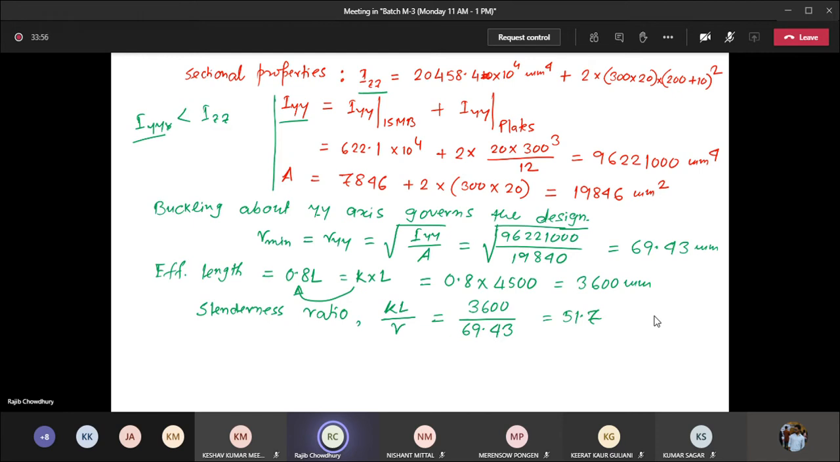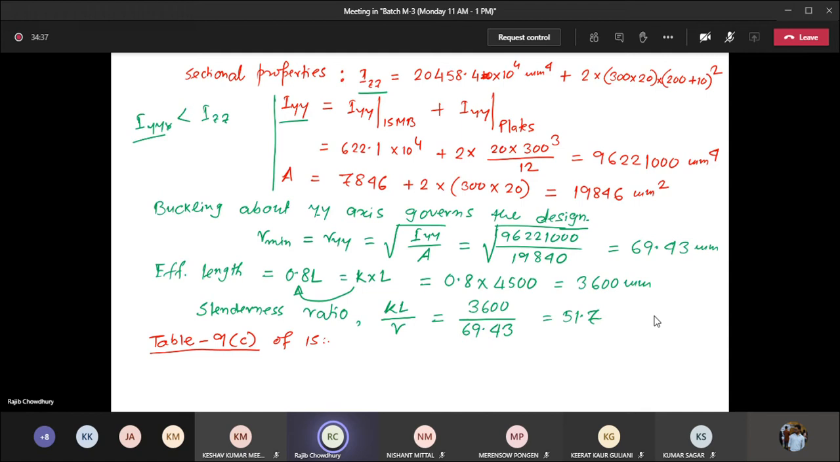So if it is now 51.7, then what I am going to do, let me just go through. How many of you have the steel code IS 800? Do you have it right at the moment with you? It is required to have the steel table to get the problem solution or to understand the solution of the problem. So I am going to utilize Table 9C of IS 800.